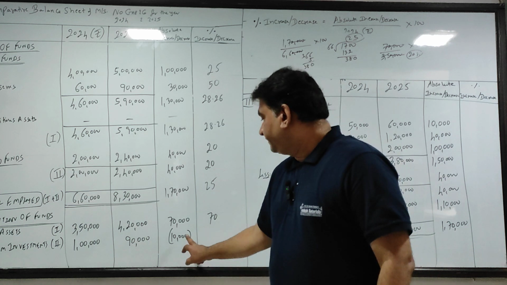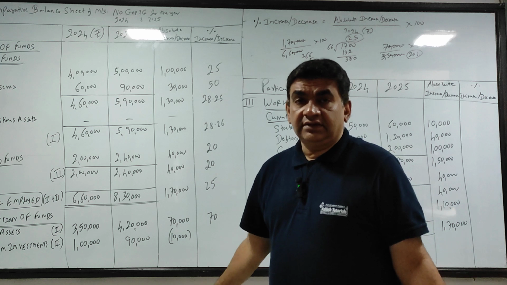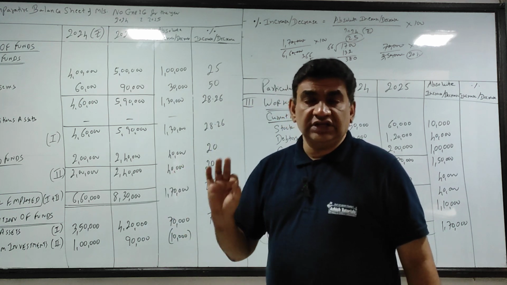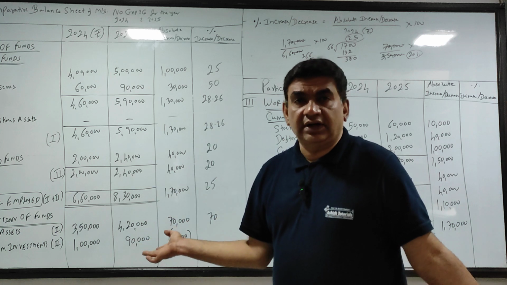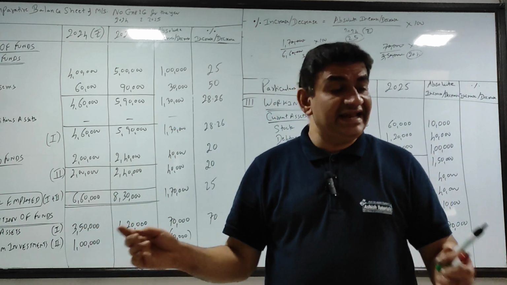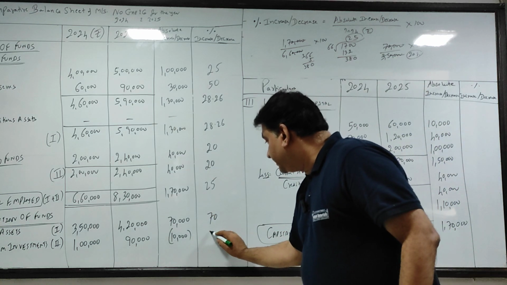Now guys see, be careful here. Calculation is simple. 10,000 negative divide by 1 lakh into 100. Now you will calculate in the normal way only. 10,000, divide by 1 lakh into 100. You will get 10%. So what you will do? Basic calculation. I am putting here 10.